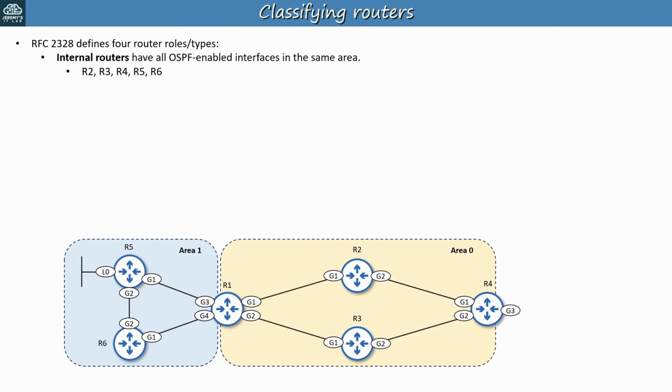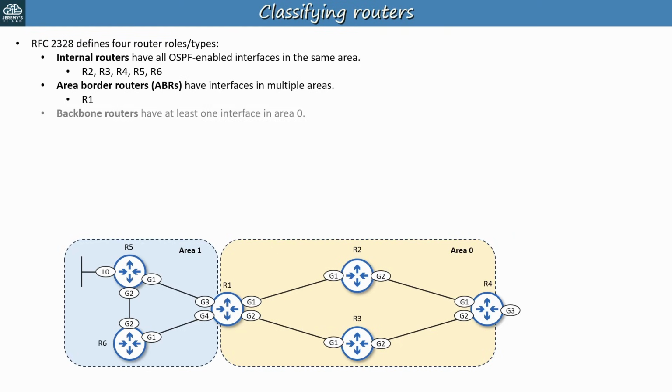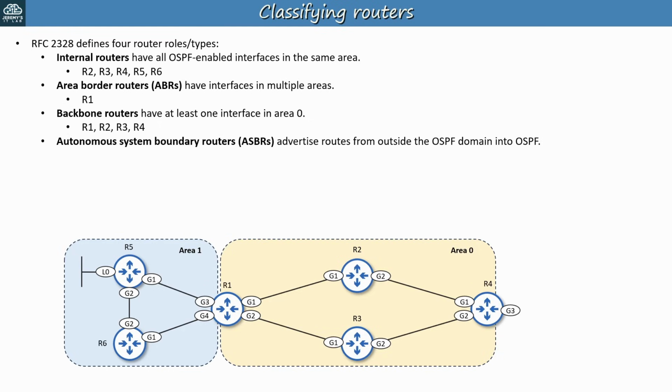Instead, R1 is the next type of router, Area Border Router, ABR. An ABR has interfaces in multiple areas, like R1. Backbone routers have at least one interface in area 0, the backbone area. In this network, that's R1, R2, R3, and R4, all connected to area 0. And then we have Autonomous System Boundary Routers, ASBRs, which advertise routes from outside the OSPF domain into OSPF.